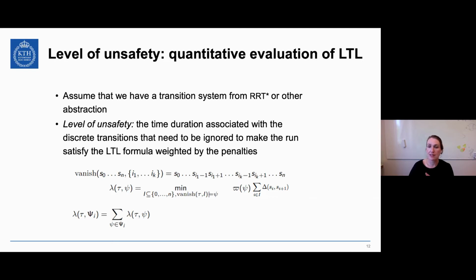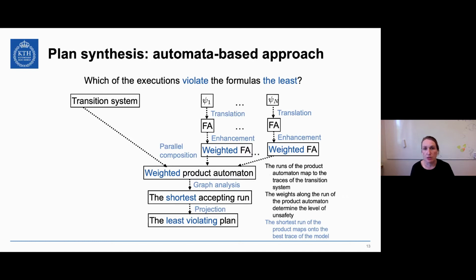And that's great because that gives us an optimization function. And it turns out that this automata-based approach, this model checker, can actually be twisted to answer the question, which of the executions, paths, trajectories, call it what you want, violate the formulas the least, instead of satisfying the formula perfectly. So what we did there is we translated every single formula into finite automata. We were dealing with finite LTL then. We enhanced it with some weights. These weights were carefully designed so that they reflect the level of violation. And then we did the product automaton, but in our case, it was weighted. We did the graph analysis, and in our case, we were not happy with an accepting run, but we were looking for the shortest accepting run, and then we can project it into the least violating plan.